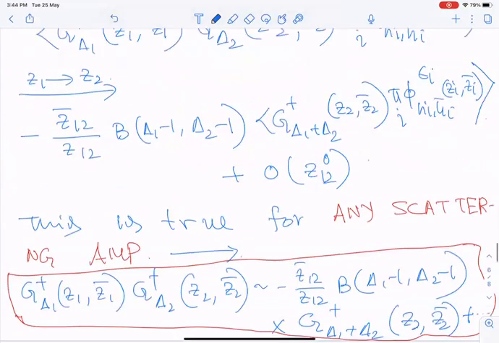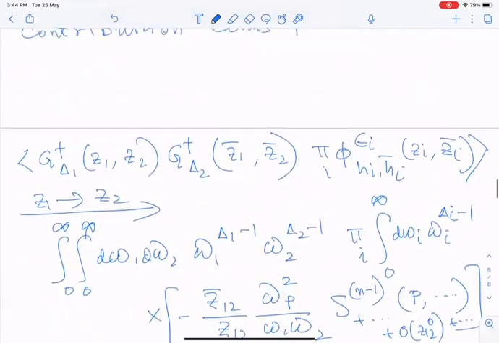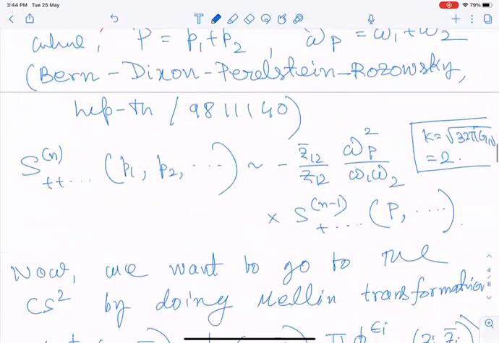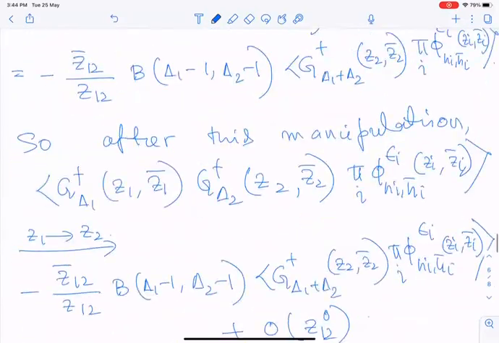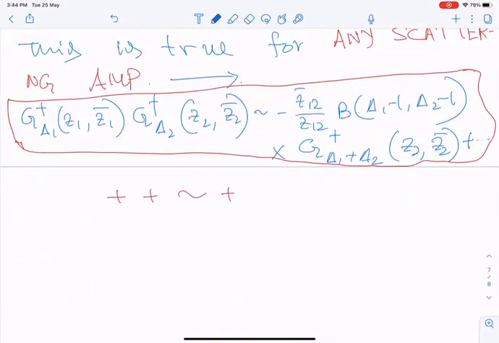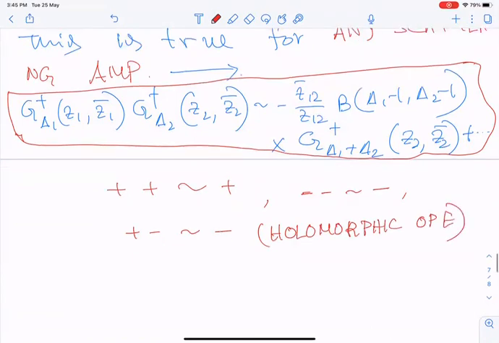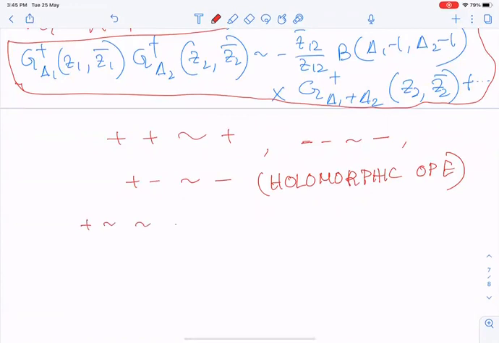Similarly, you can look at this paper by Bern, Dixon, Perelstein, and Rozowski. Here I did the plus plus. Similarly, you can of course do the minus minus, and it turns out that the leading term will just be this; there will be no difference. And then if you take the holomorphic limit, this holomorphic OPE, then plus minus will go like minus.